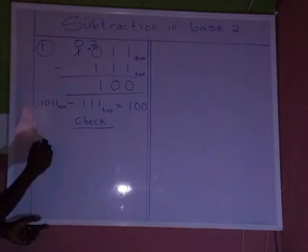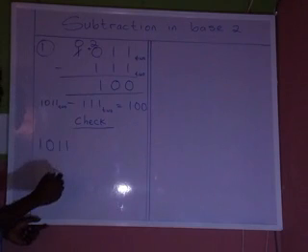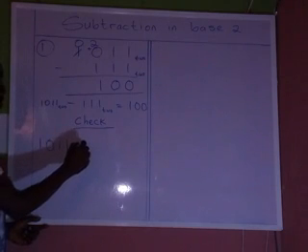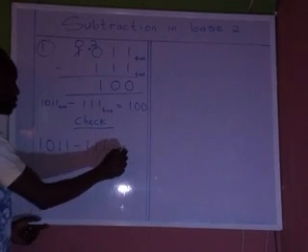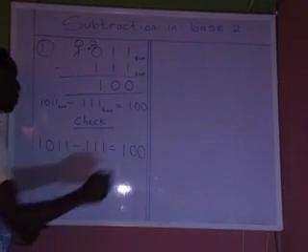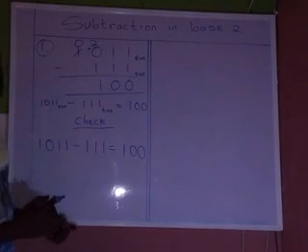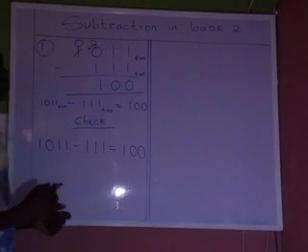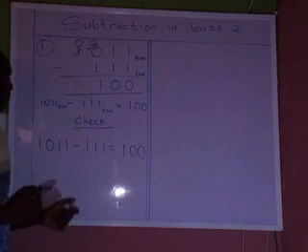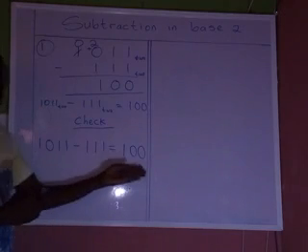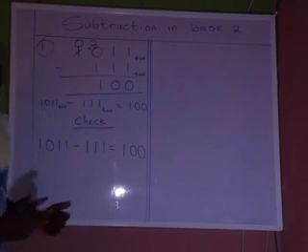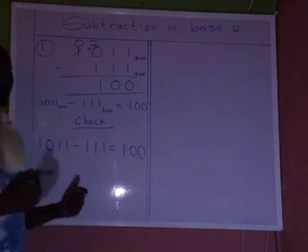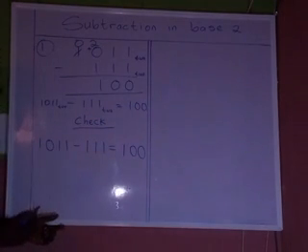Now the first number I have here is 1011 minus 111, and the answer we got is 100. If you check our previous video on how to convert from base 2 to base 10, you are going to understand what I'm about to do. If you don't understand it, you can check our previous videos on this channel. Now I'm going to check this way.